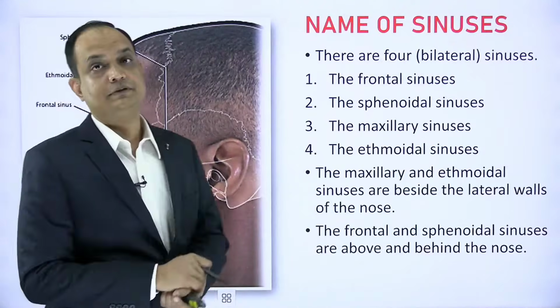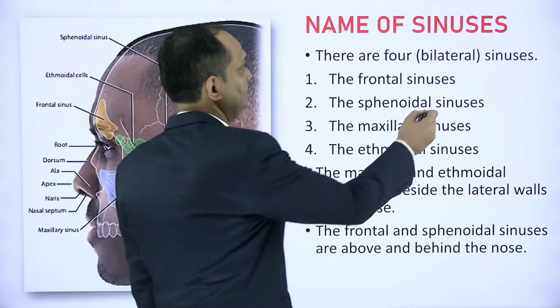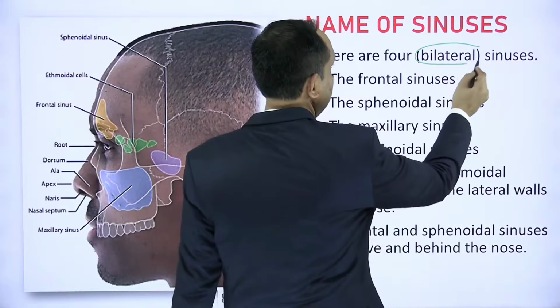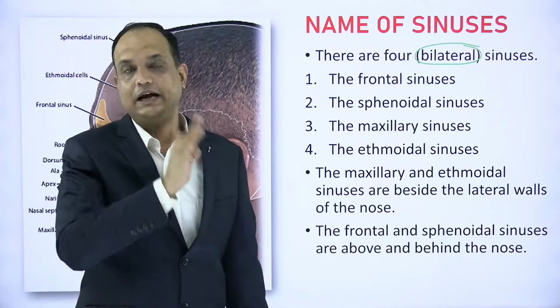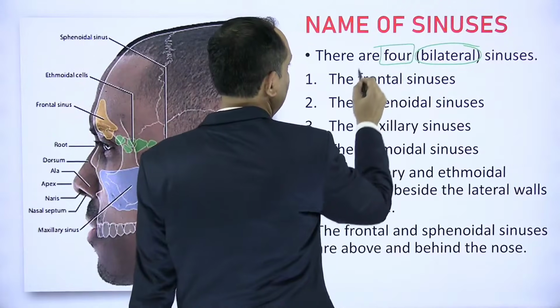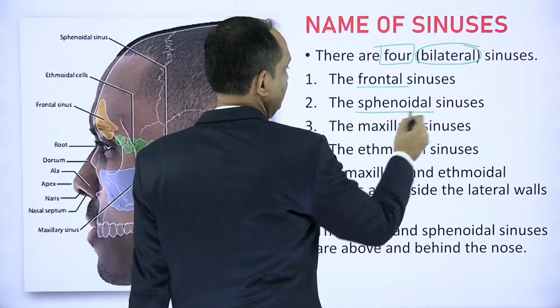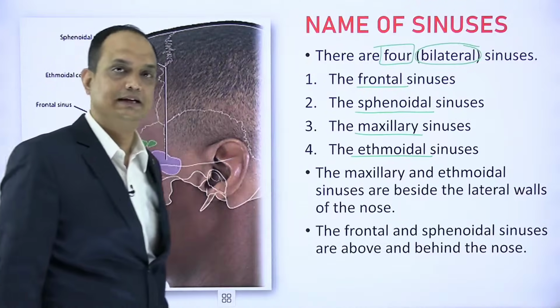Now what are the names of these paranasal sinuses? Paranasal sinuses are bilateral. This is the first thing you have to understand. That means you will find the paranasal sinus on both sides of the midline of the body. They are four in number: the frontal sinus, sphenoidal, maxillary and ethmoidal paranasal sinuses.